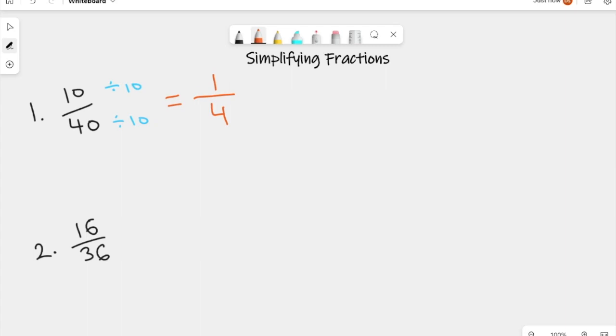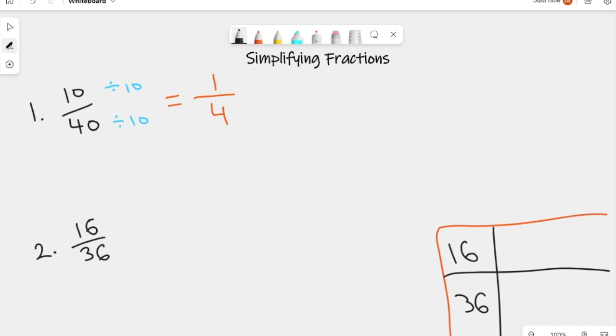Now, our next example is a bit trickier. We have 16 over 36. This is our fraction. This is a bit trickier because these two numbers have multiple factors. So if we take our 16, for example, I'm just going to draw this little box on the side here, and we're going to look at the factors of 16 and 36.